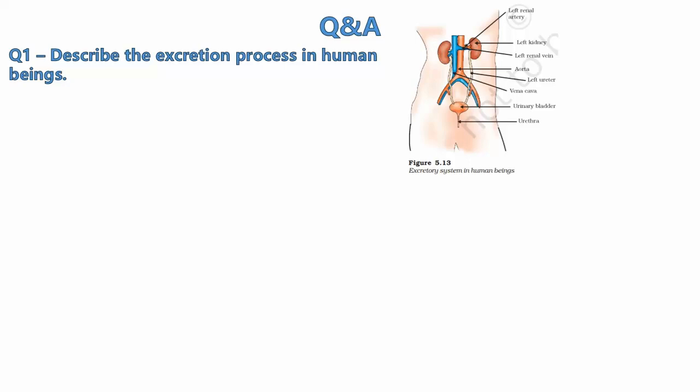Okay, so the aorta, or the artery, has blood which has materials that need to be excreted, and after absorbing those unwanted materials, the blood is sent back to the heart via the veins, which are grouped into the vena cava. Okay, and the urine which is produced by the kidneys is stored in the urinary bladder.